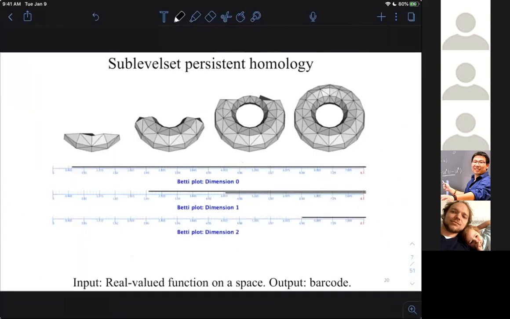Persistent homology is a way to apply homology not to a single space, but to a growing sequence of spaces. Here, you can see how my spaces are growing. I'm including more and more of my torus. At the end of the talk, I'll talk about a common way in which people obtain growing spaces.